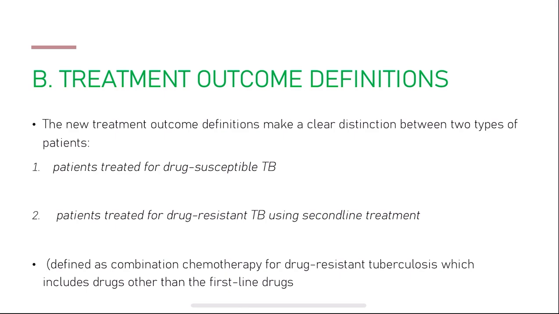Defined as a combination chemotherapy for drug resistant tuberculosis, it includes the drugs other than the first line drugs. So we have combination chemotherapy. It is defined as combination chemotherapy for drug resistant tuberculosis because it includes drugs other than the first line drugs.